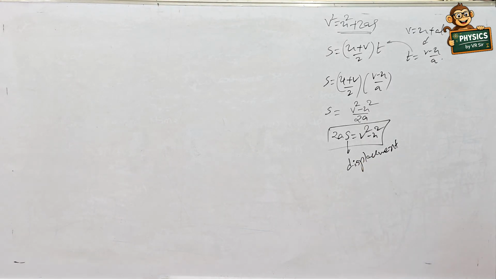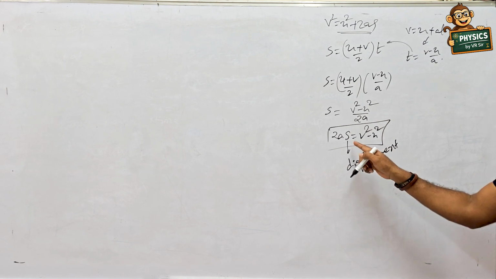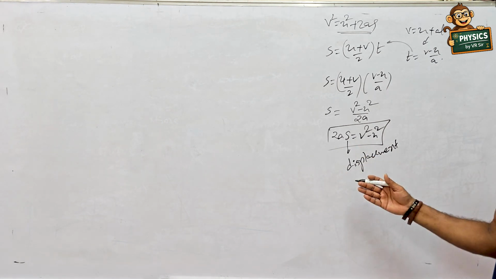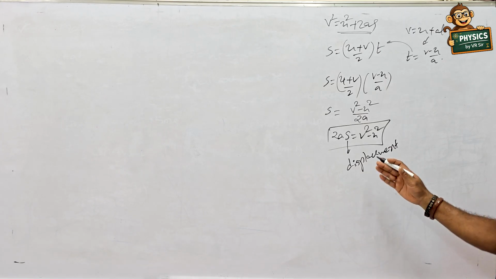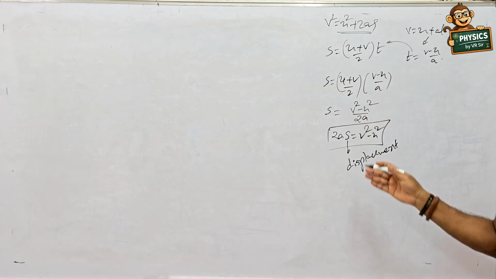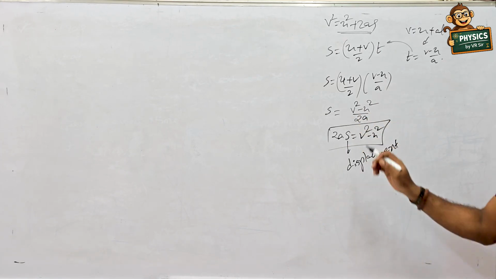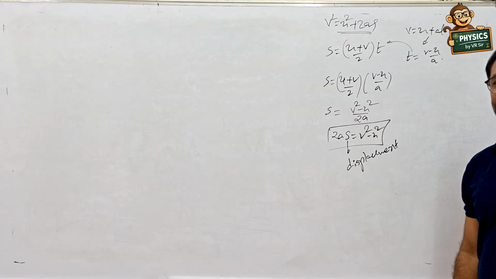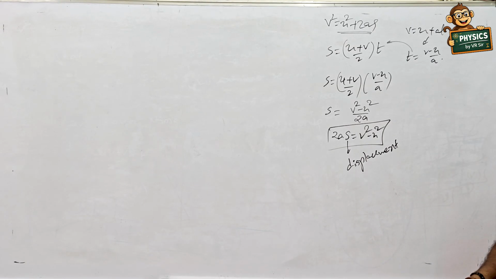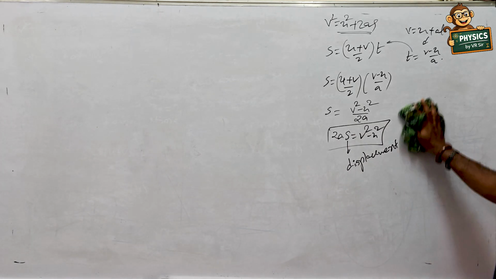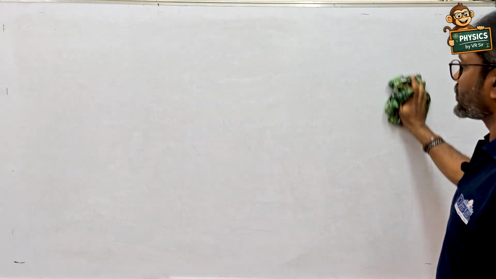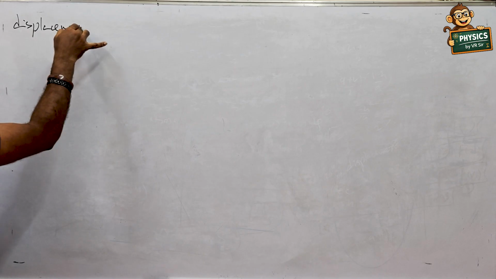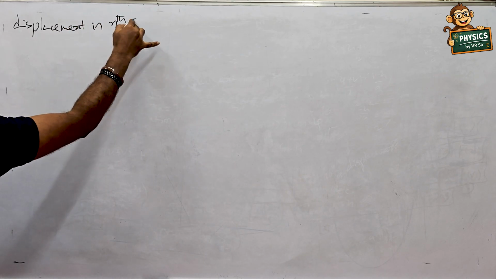I keep telling you again and again, this s is the displacement, because in general we think that to find the distance we use the formulas involving s, but here s is only displacement, it's not the distance. Anyway, now next we are going to derive displacement in nth second.